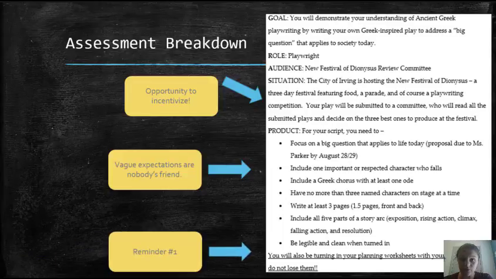This is the first of the many reminders they will get in my class that the planning worksheets are part of their final grade. The planning worksheets are part of their final grade. I will tell them that when they get the planning worksheets. I will tell them that when they are working on writing their script from their planning worksheets. And I will tell them that again on the day that everything is due.